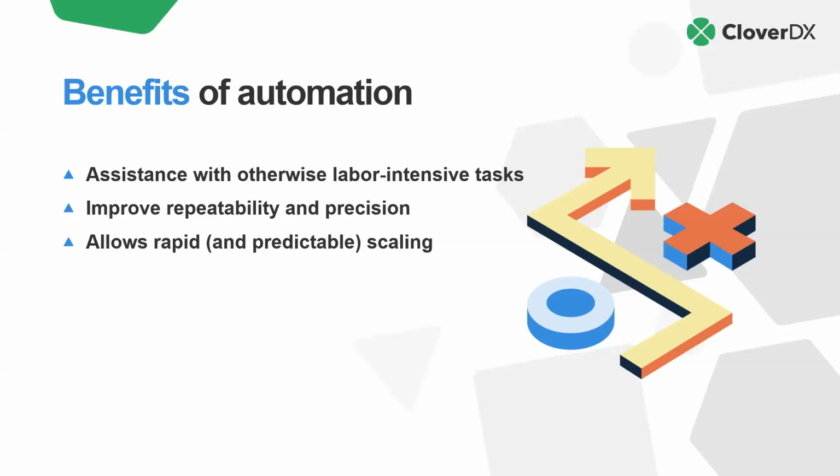And automation also allows you to have predictable scaling, meaning it's very simple to buy new hardware and not so simple to hire a new person to do a task which could be automated.